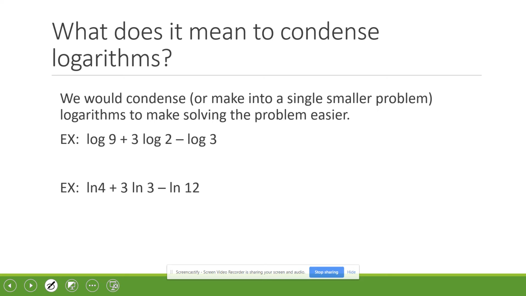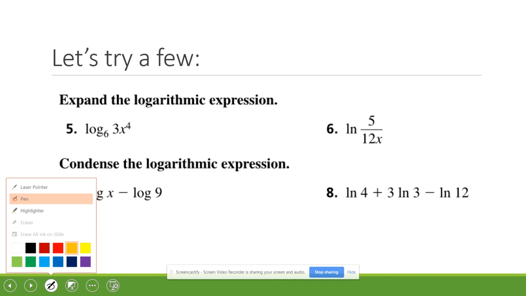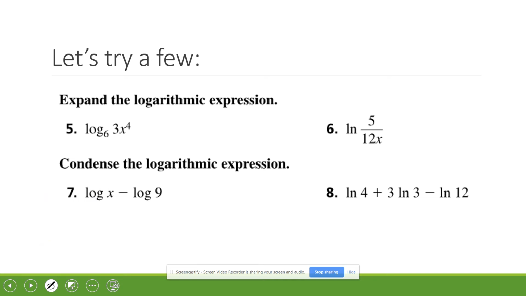We're going to skip this bottom part and head to the back side of your notes. Expanding. So we have log base 6 of 3. That's 3 times x to the 4th, so that changes to addition. The 4 drops down to the front. Log base 6 of x.